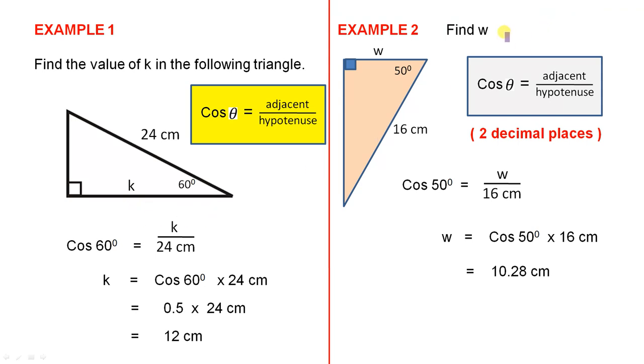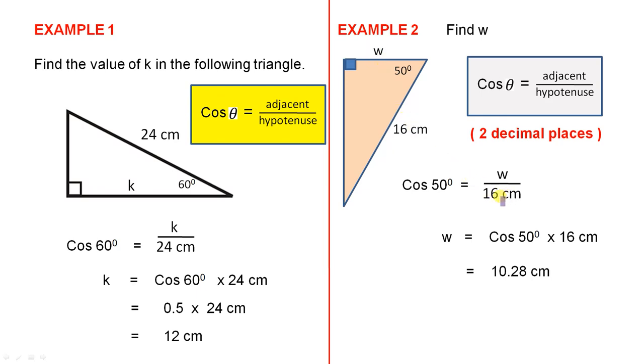Example 2. We have to find W. So there's the angle, there's W, which is the adjacent, and there's the 16, that's the hypotenuse. So cos theta equals adjacent over hypotenuse. We want the answer to two decimal places. So cos of 50 is W over 16 because it's adjacent over hypotenuse.